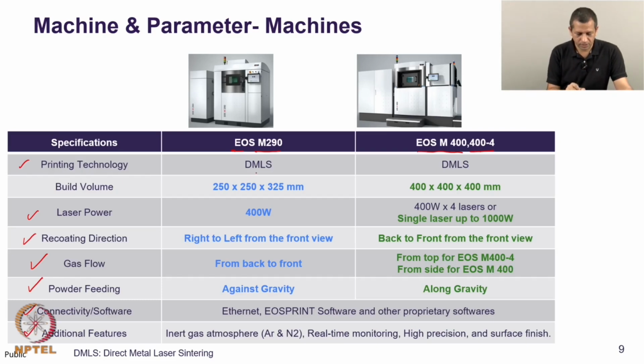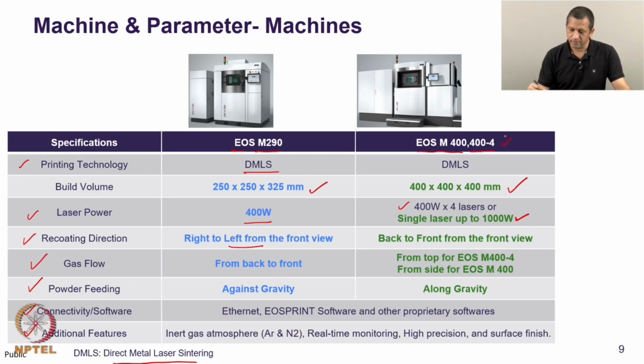Both machines use DMLS, which is direct metal laser sintering. EOS M290 can print medium sized parts. M400 and 404 can print larger parts. The power of laser in M290 is 400 watt. In M400 we have 4 lasers of 400 watt each, or we can get a single laser of up to 1000 watt. The recoater in M290 goes from left to right.